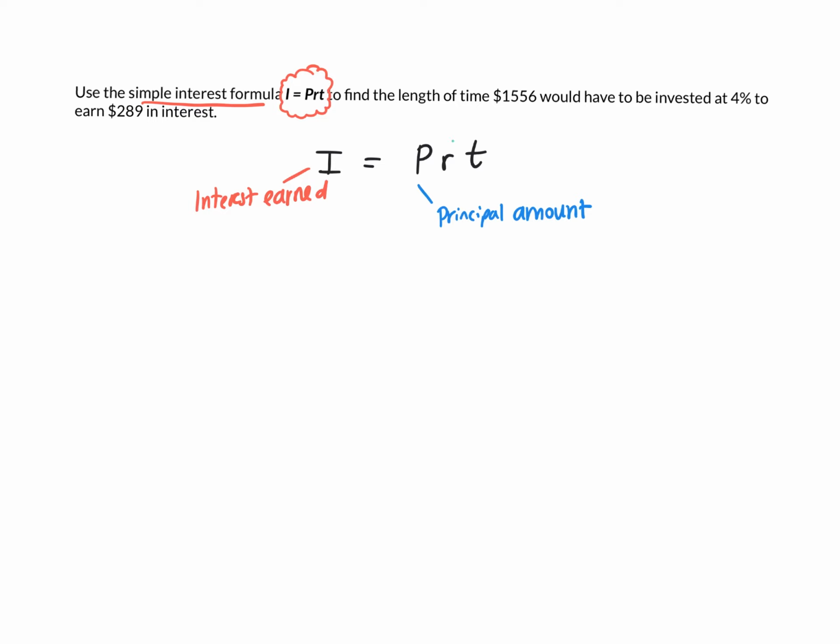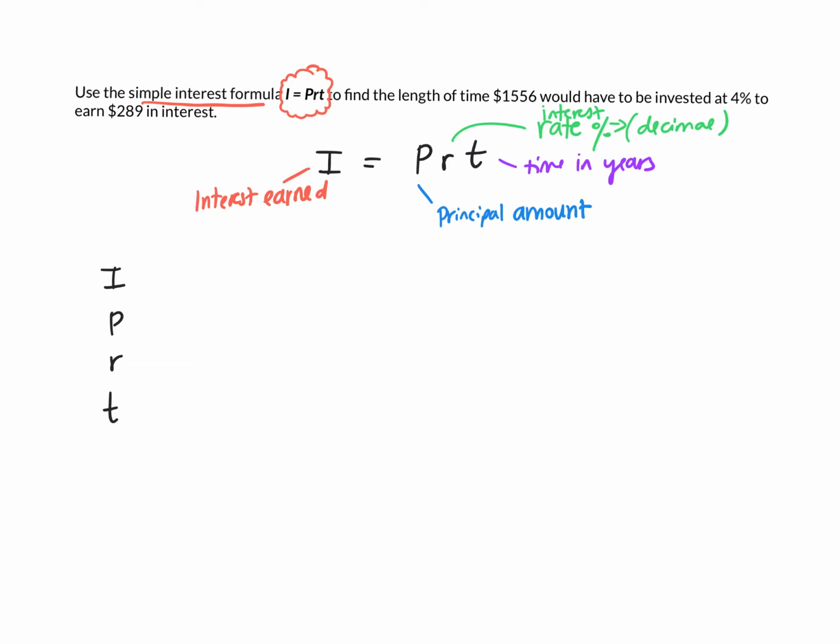R represents the rate, the interest rate. It's a percent, but we're always going to turn that into a decimal to calculate it. You always want to turn your percent into a decimal. And then T represents the length of time in years. So this is time in years. Okay, so we have our I, our P, our R, and our T.